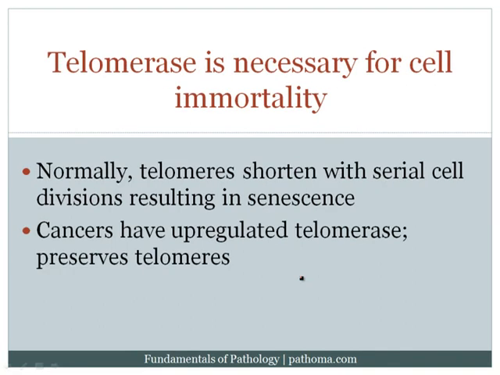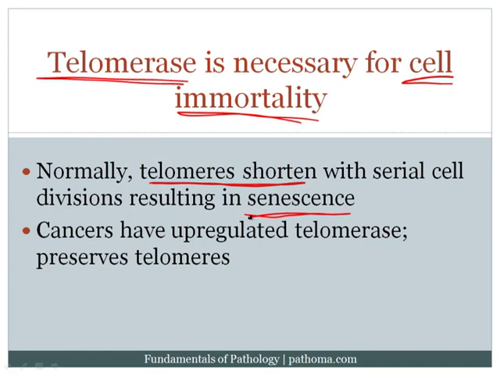A few other important features concerning tumor development. We've concluded our discussion of the key regulatory systems, but there are a few other features to be familiar with. First of all, telomerase is a necessary enzyme for cell immortality. Let's remind ourselves: each time a cell divides, its telomeres shorten. Telomeres are at the very end of the DNA of each chromosome, and as they shorten, eventually that results in senescence.